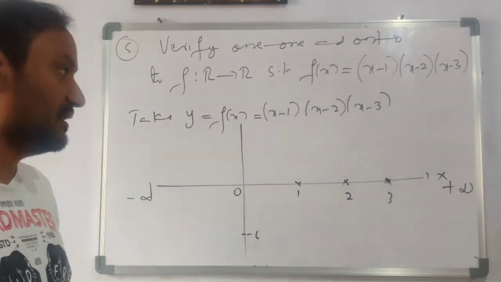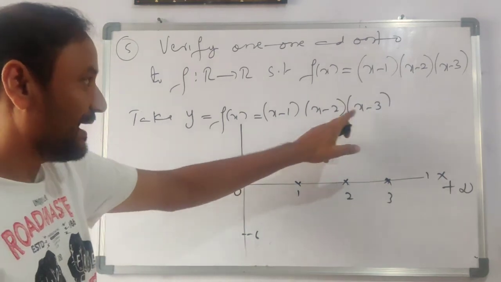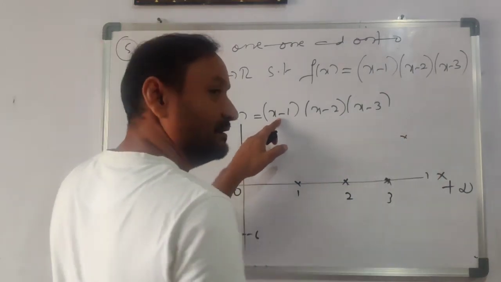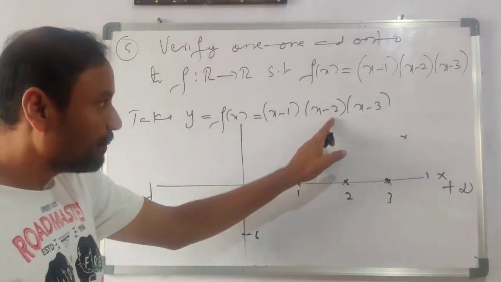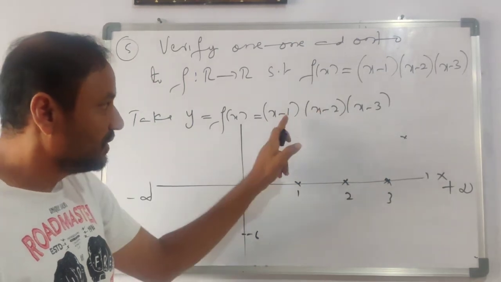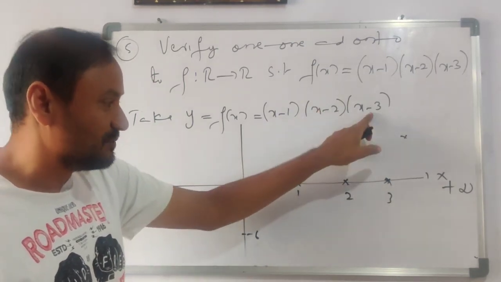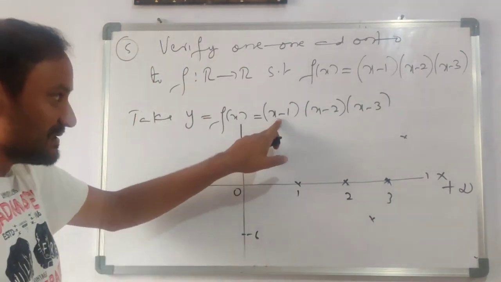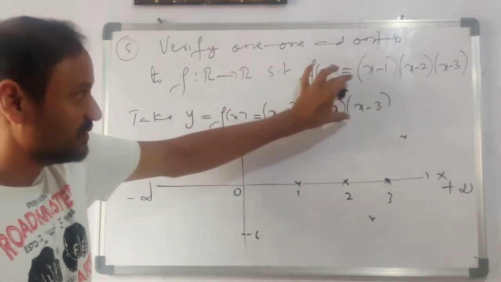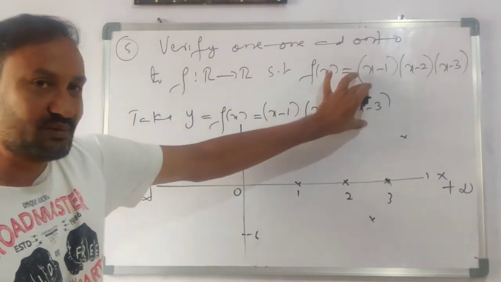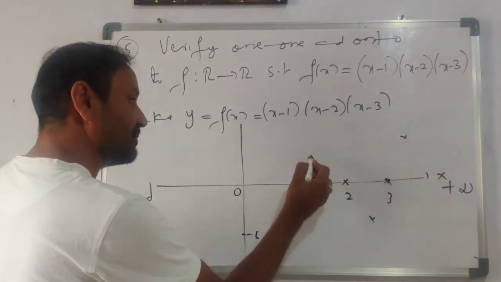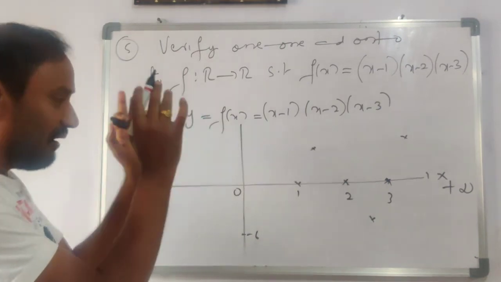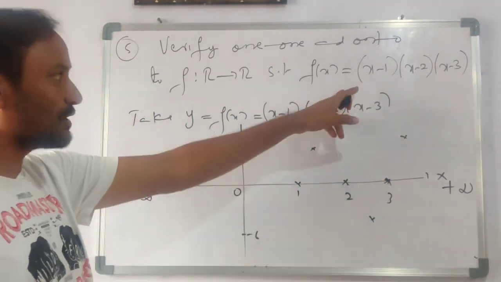Also observe, when you take x equal to 3 plus, it is positive, positive, positive, so the graph is positive there. When x is 2 plus, it is positive, positive, negative, so negative. When x tends to 1 plus, it is positive, negative, negative, which is positive. So the range of the given function is always minus infinity to plus infinity because this is a cubic polynomial.